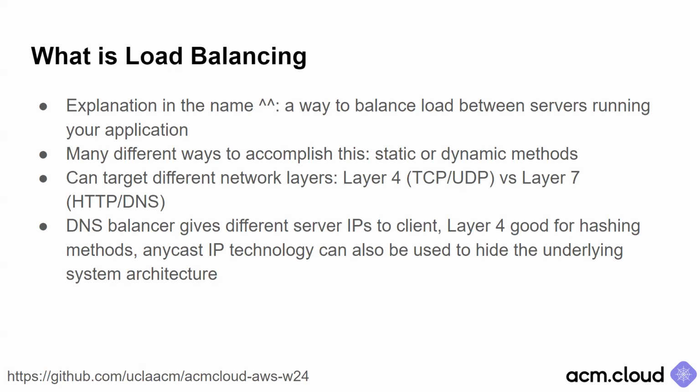One way a DNS balancer accomplishes this is it basically just gives different server IPs to the client. So whenever you make a DNS request, that means you're resolving your website URL into an actual IP address. It's basically just going to distribute different server IPs depending on who the client is. It can be a round robin thing or decide based on your location.